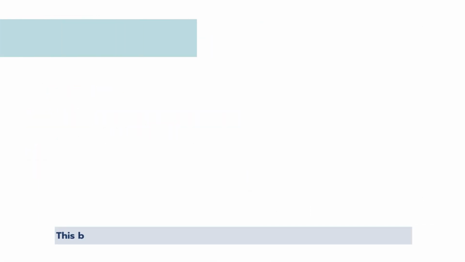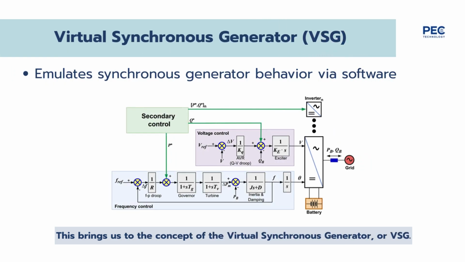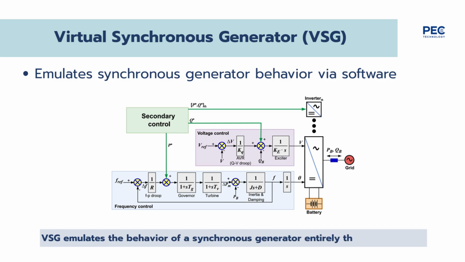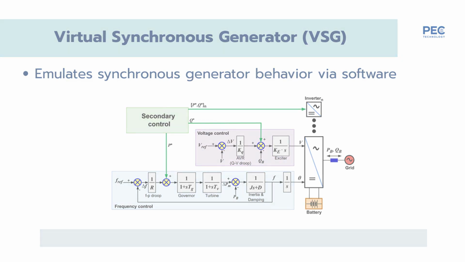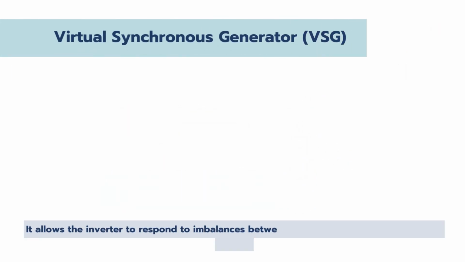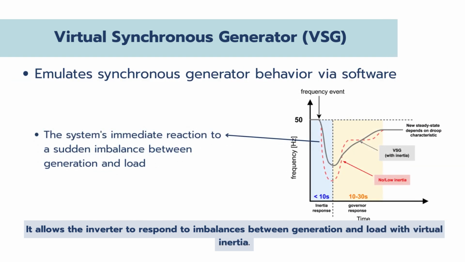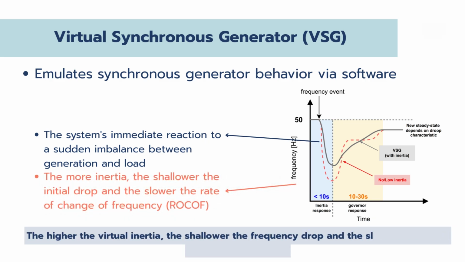This brings us to the concept of the virtual synchronous generator, or VSG. VSG emulates the behavior of a synchronous generator entirely through software. It allows the inverter to respond to imbalances between generation and load with virtual inertia. The higher the virtual inertia, the shallower the frequency drop and the slower the rate of change of frequency.